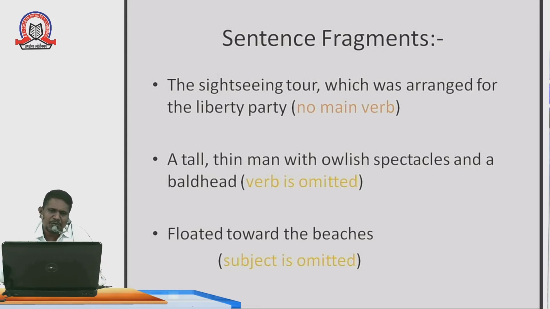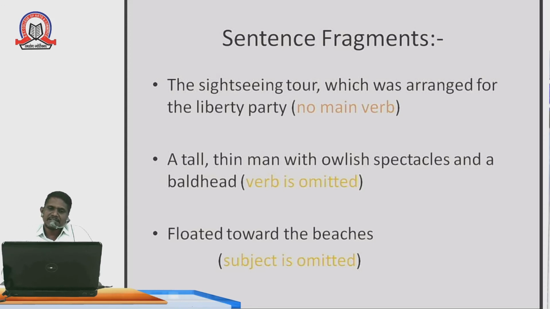Then which word do we have to use in this sentence? Which word can we use as a main verb in this sentence? See, the sightseeing tour, it is complete now. A tall thin man with owlish spectacles and bald headed. How can we fix it now? The verb is omitted. There is no verb. So we can say, okay, he said. Said is the past tense of say.